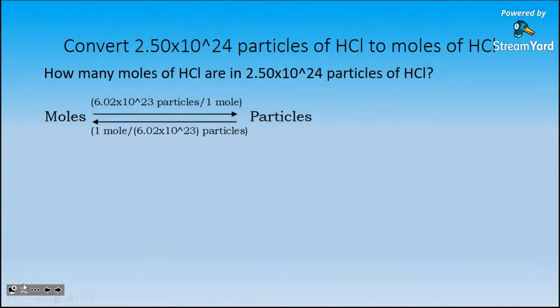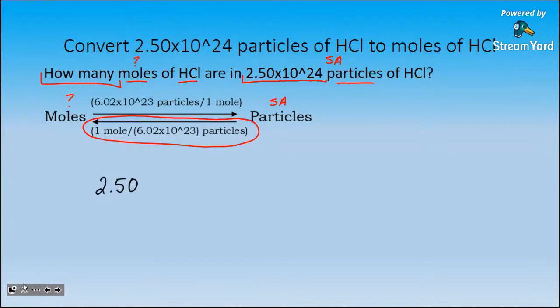Now let's look at the reverse. How many moles of HCl, so how many is my question. It refers to moles. Of HCl, my substance, are in 2.50 times 10 to the 24th particles of HCl. So here's my starting amount. So I'm starting at particles, and I want to know moles. So as a result, I have to follow the lower arrow.